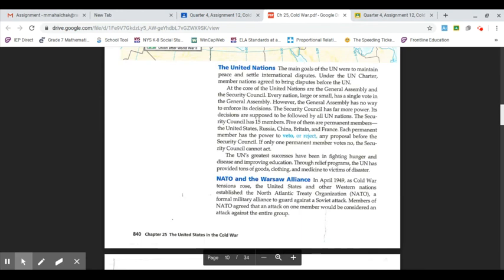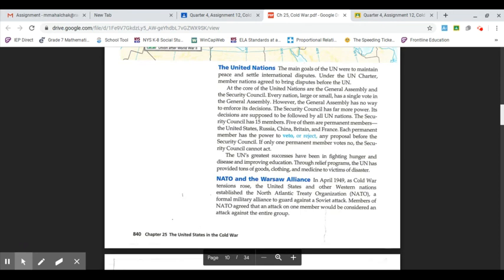The Security Council has 15 members. Five of them are permanent members: the United States, Russia, China, Britain, and France. Each permanent member has the power to veto, or reject, any proposal before the Security Council. If only one permanent member votes no, the Security Council cannot act.